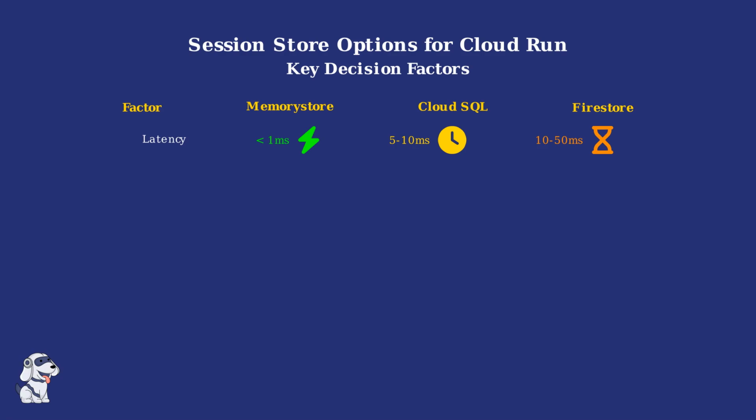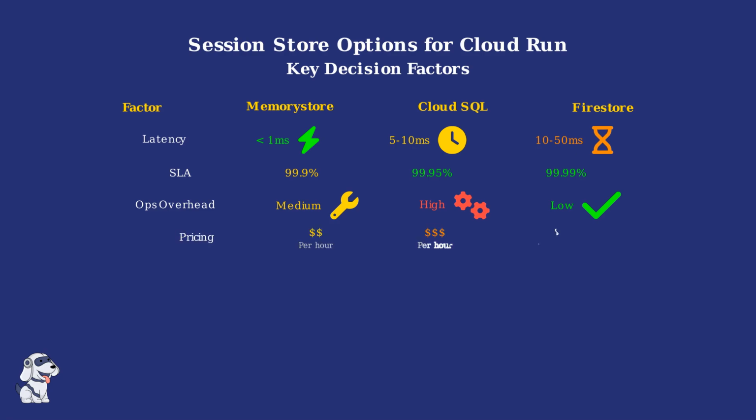For reliability, Cloud SQL and Firestore offer higher SLA guarantees. Cloud SQL provides 99.95% uptime, Firestore offers 99.99%, while Memory Store provides 99.9% uptime. Operational overhead varies significantly. Firestore is fully managed with minimal maintenance required. Memory Store needs some configuration and monitoring. Cloud SQL requires the most operational work, including backups, updates, and capacity planning.